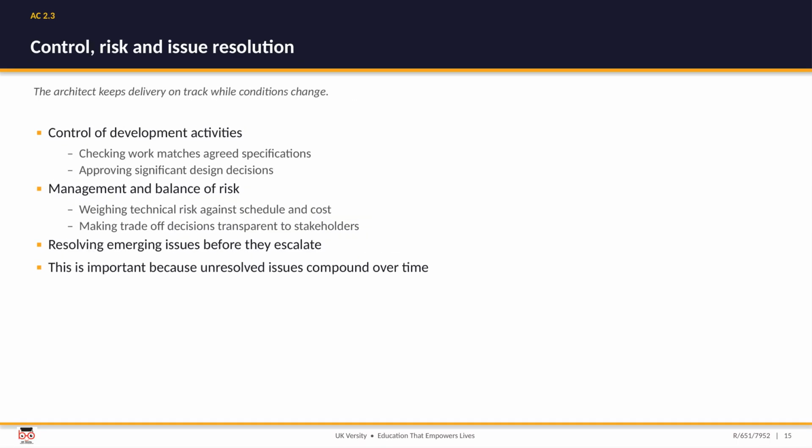As conditions shift, the architect is the one keeping delivery on track. Control means checking that the work genuinely matches the agreed specifications and signing off on the significant design decisions. Managing risk means weighing technical risk against schedule and cost, and crucially making those trade-off decisions visible to stakeholders rather than burying them. And then there is resolving issues before they escalate, which matters because unresolved problems do not stay the same size. They compound and grow more expensive the longer they are left.